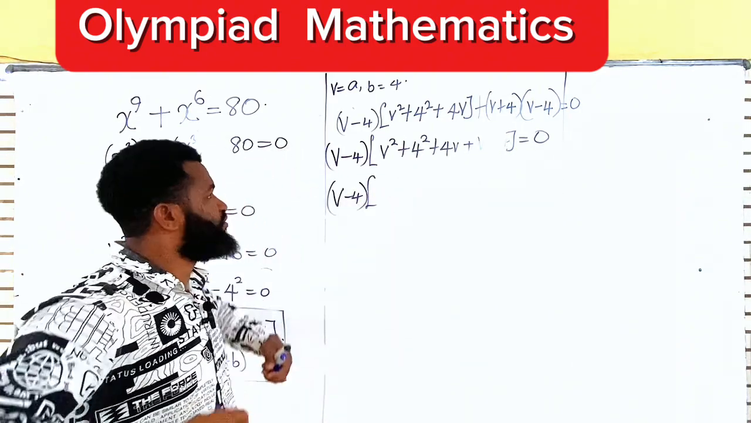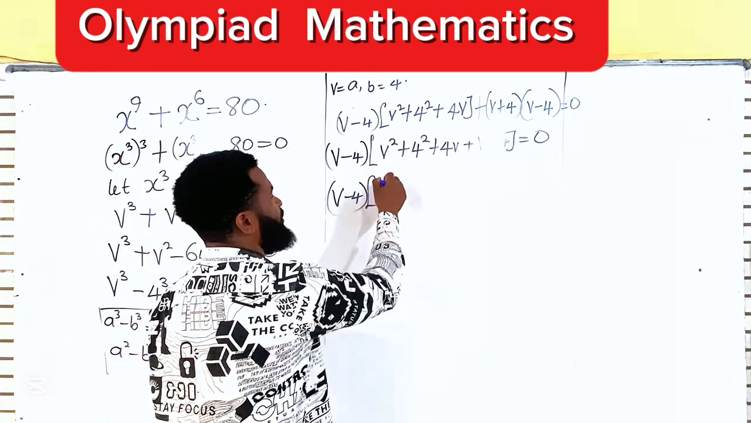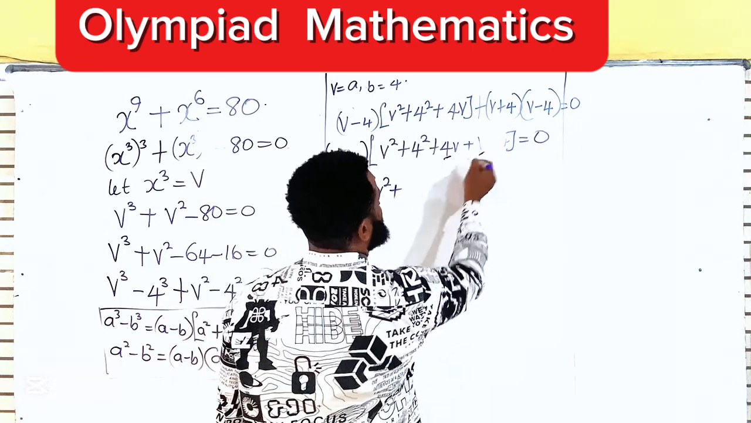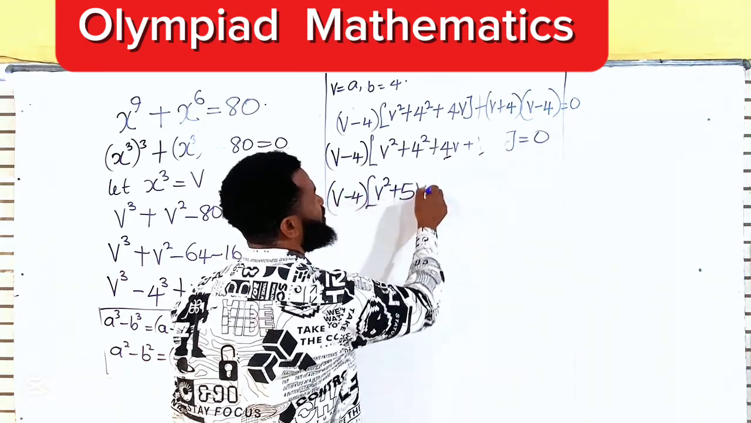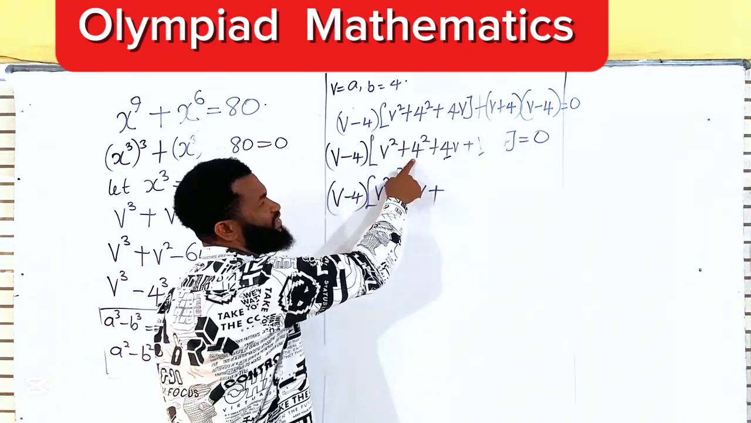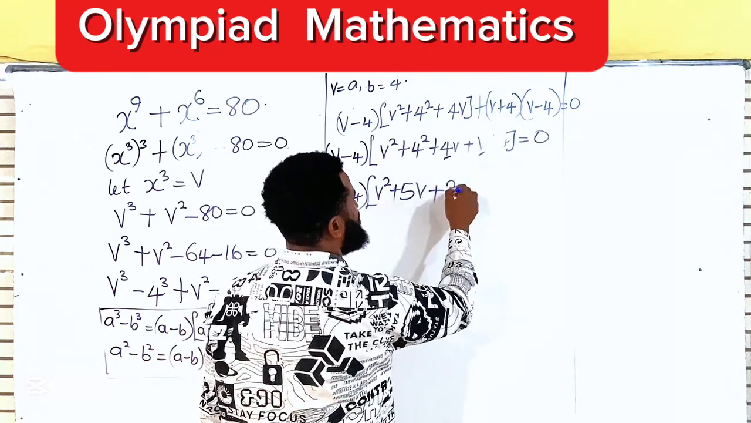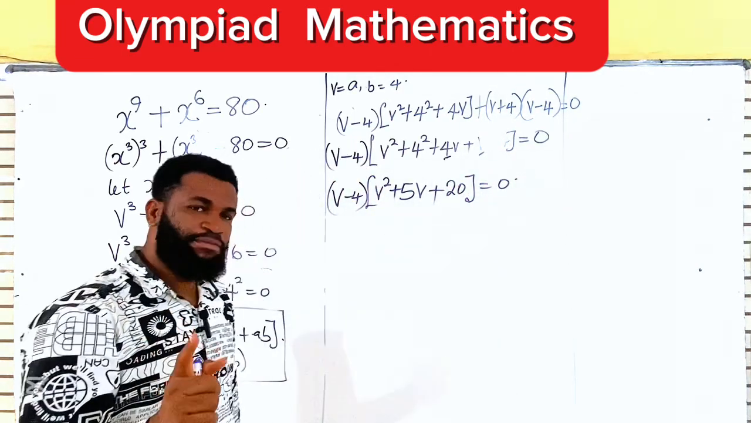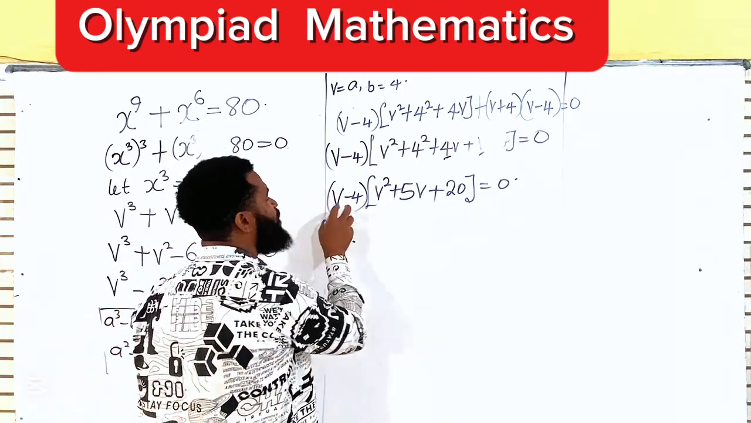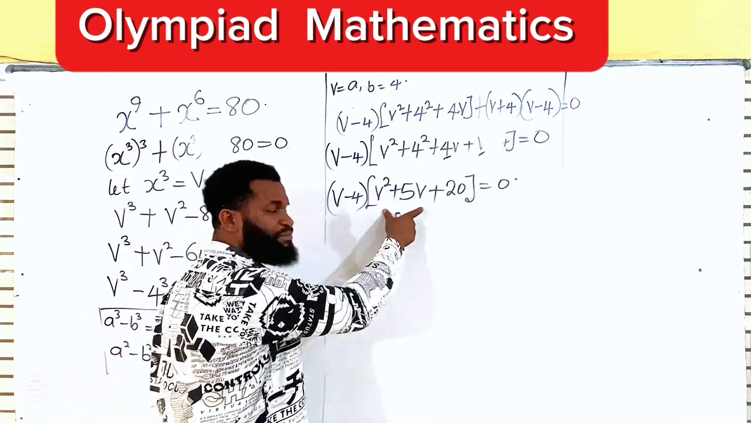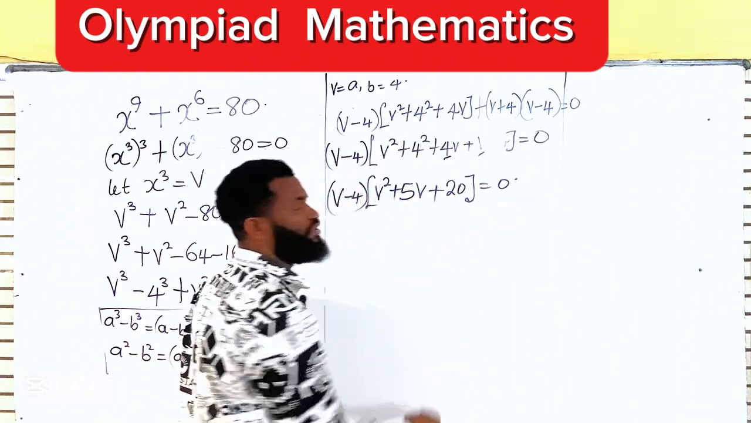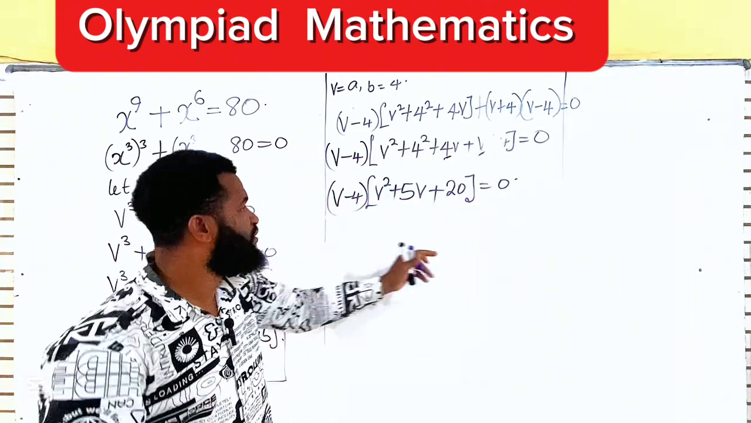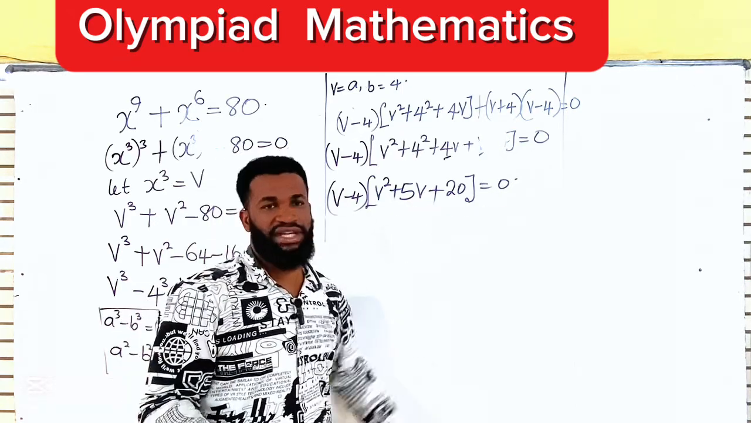So I'm going to have V squared plus, remember that this is V and this is V, so I'm going to have 5V plus, this is 16, 16 plus 4 is 20, equal to 0. So the first approach I'm going to have is that when a bracket times another bracket is equal to 0, it means that this bracket may be equal to 0 or this bracket may be the one that is 0.